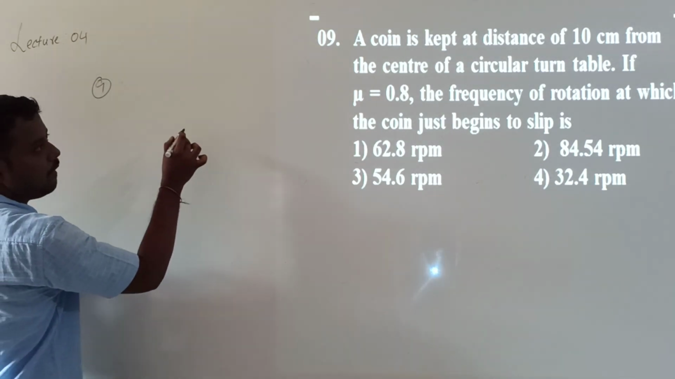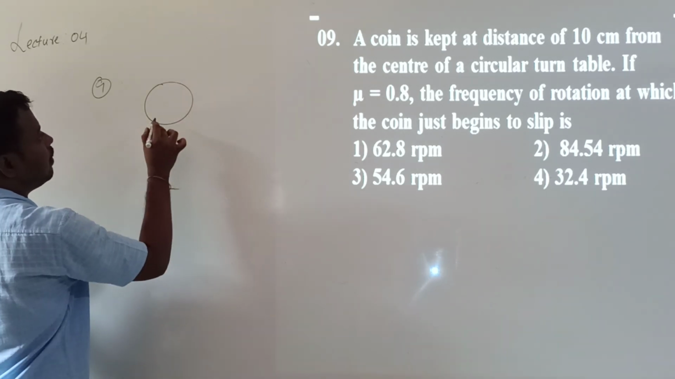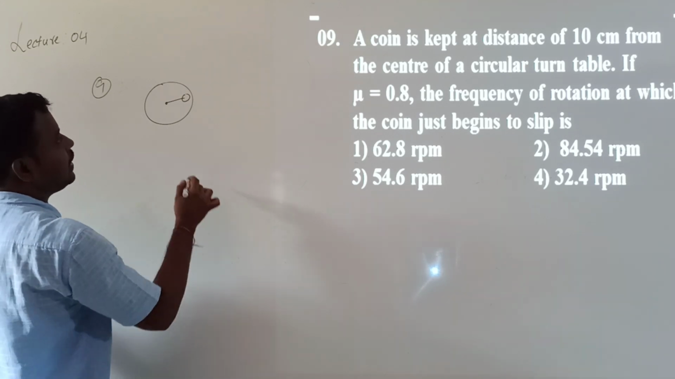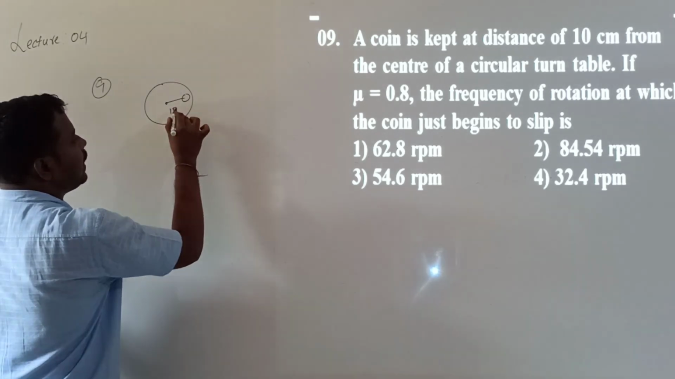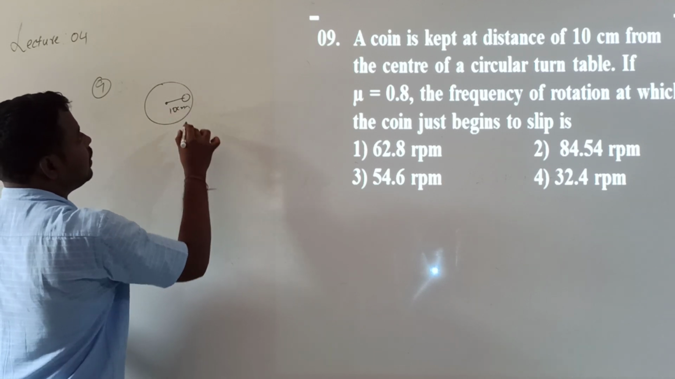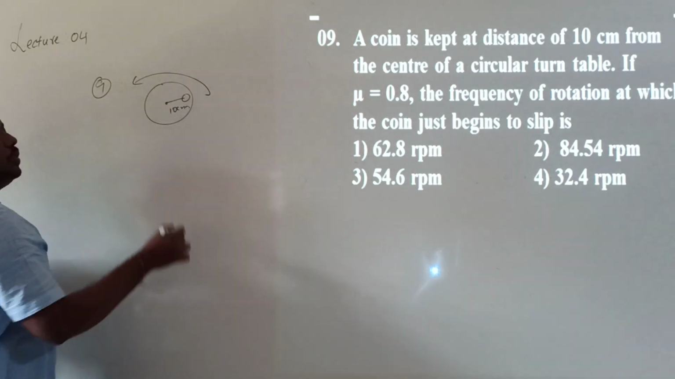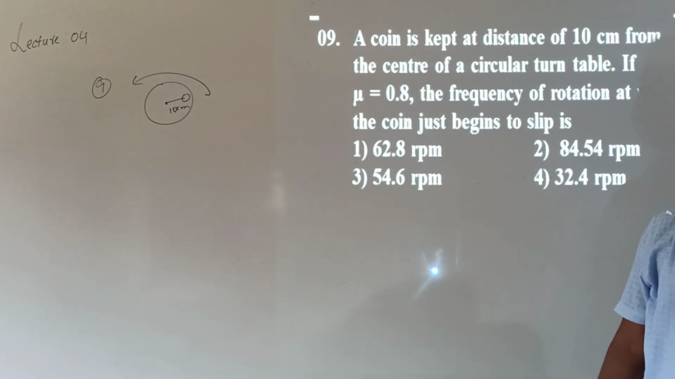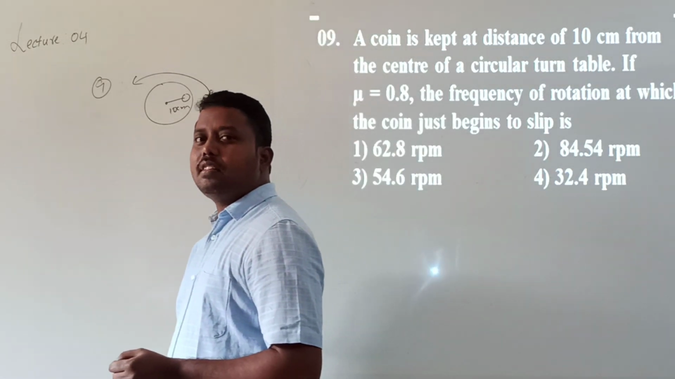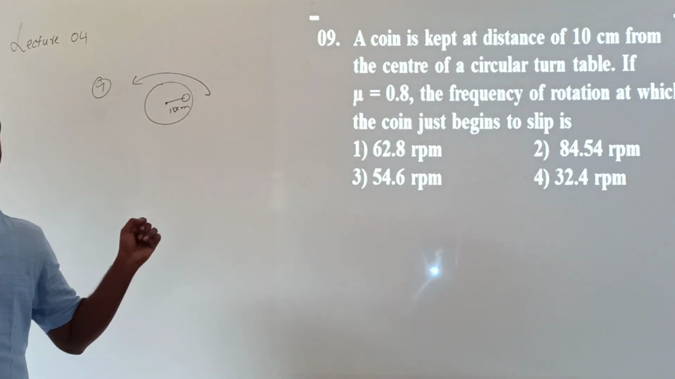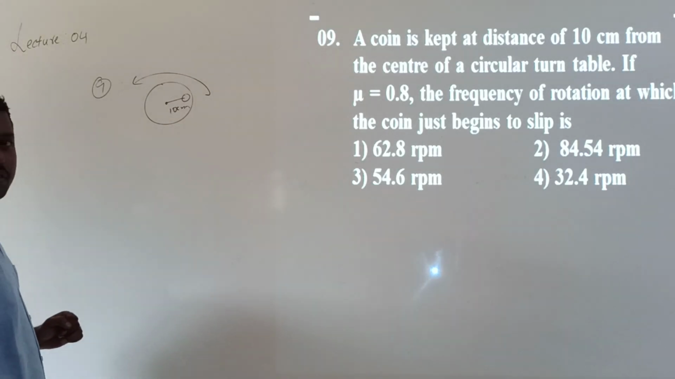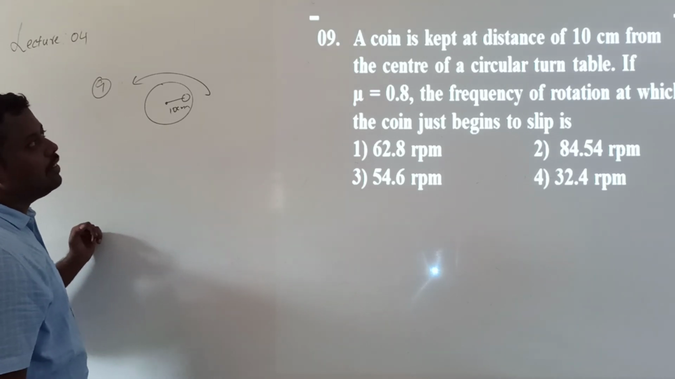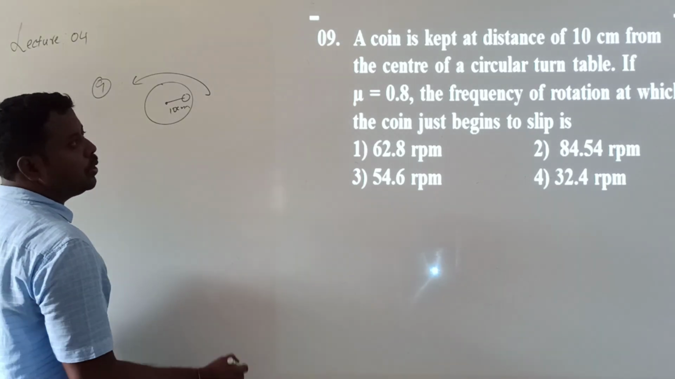On this circular turntable, one coin is placed. The distance of this coin from the center is given as 10 centimeters. When the turntable is rotating, the coin also rotates in a circular path. Who provides the necessary centripetal force for the coin to rotate? The frictional force between the table and the coin. If the frictional force were not there, the coin would fall down.